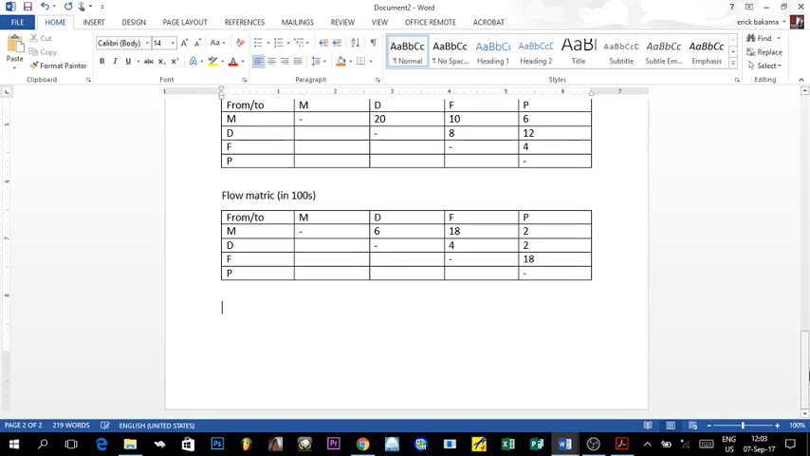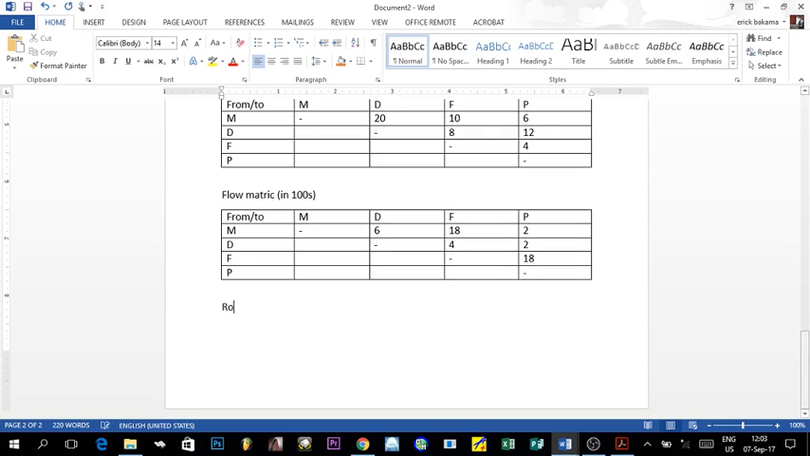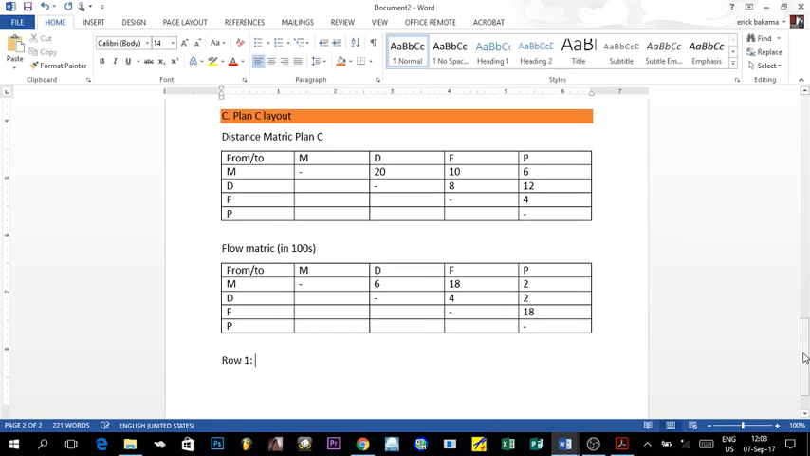What we do is like we need to calculate again, which row is it? So we have row one. Row one, in this case, we start again with the distance. We are working from M to D. The distance is 20. We are working this one here. The distance is 20. And then the number of units is 6. Plus, we have M and F, which is 10. And the number of units is 18. Plus, M and P, the distance is 6. Number of units is 2, which is equal to, and then we go for row 2.